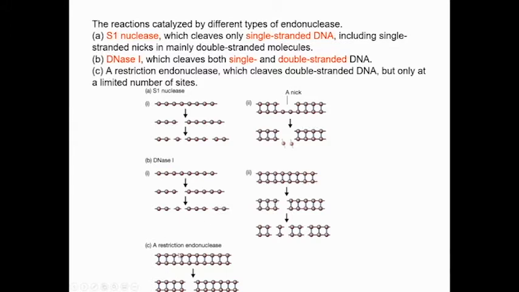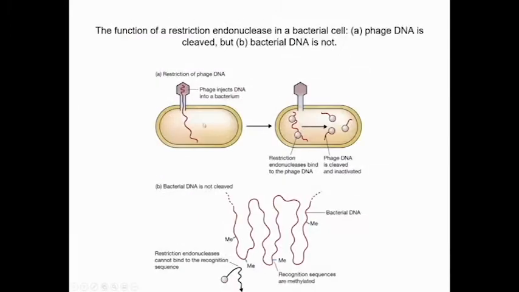Another type of endonuclease is the restriction endonuclease. This is the most important one because it targets a specific sequence and cleaves at a specific site. It is also the most important one in the laboratory for gene cloning, because the restriction enzyme can specifically target a nucleotide sequence, and we can use this property to design gene cloning projects.